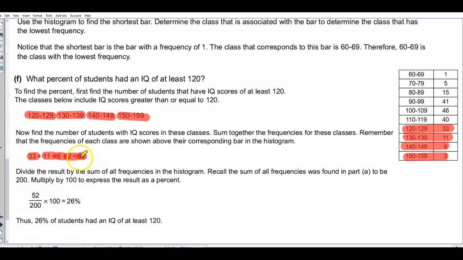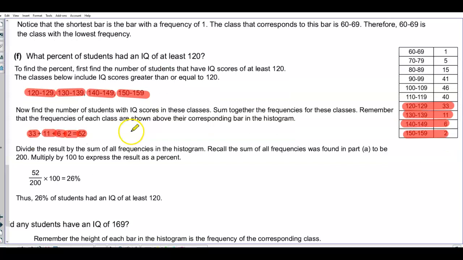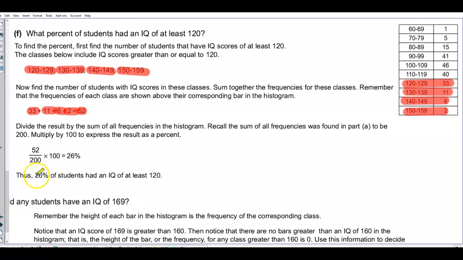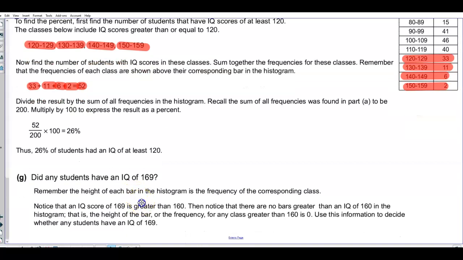Now, all that does is give us the amount of the frequency, but we're asking what is the percent of students that had an IQ of at least 120. So we're going to divide the result by the sum of all the frequencies in the histogram. And so recall that the sum of all the frequencies was found in part A to be 200. So we're going to take 52 and divide it by the sum of all the frequencies and multiply it by 100, which gives us 26%. So therefore, 26% of students had an IQ of at least 120.